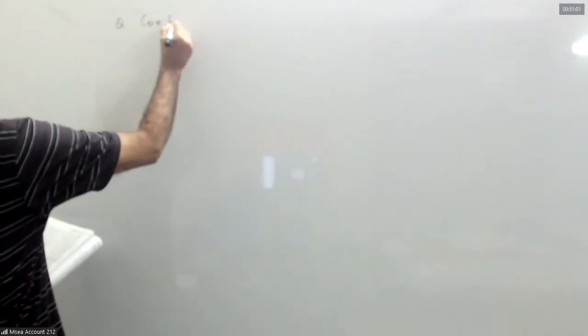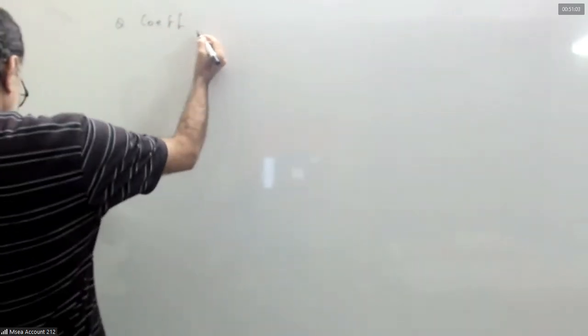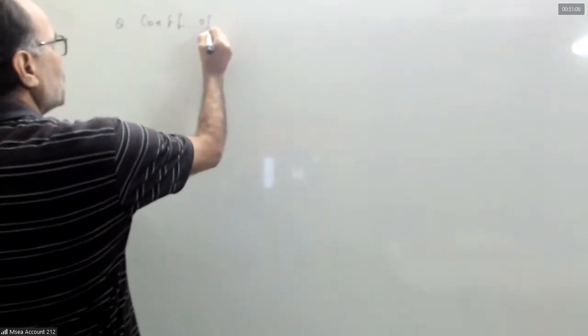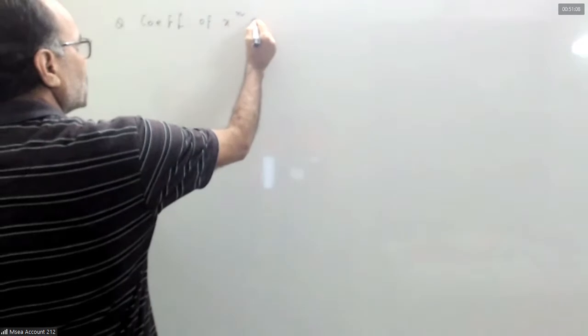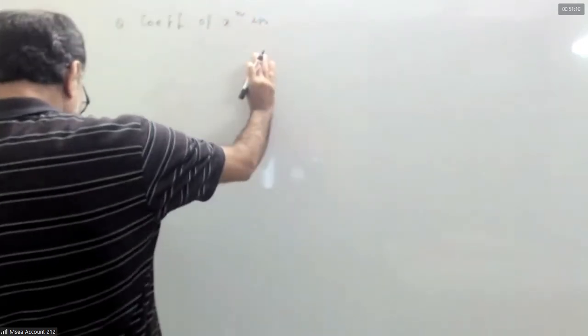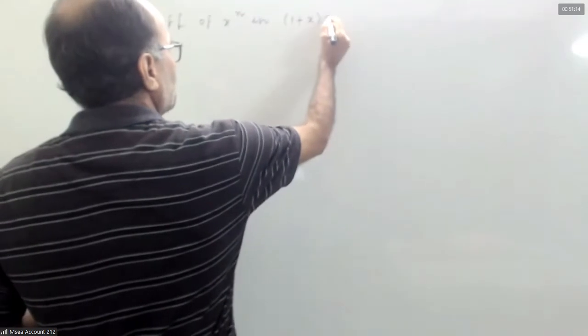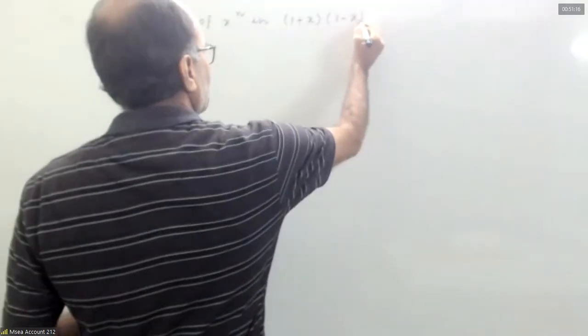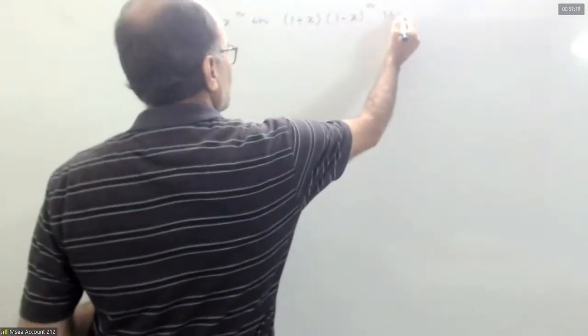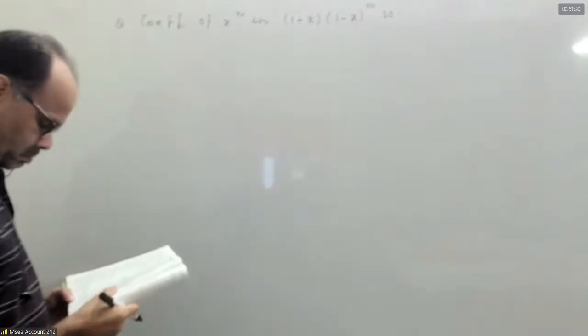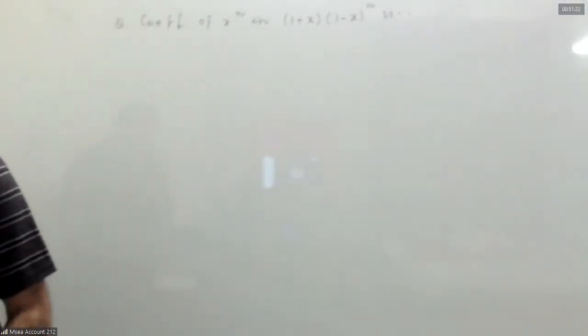Coefficient of x to the power n in (1 plus x) into (1 minus x) to the power n is... just calculate the coefficients.